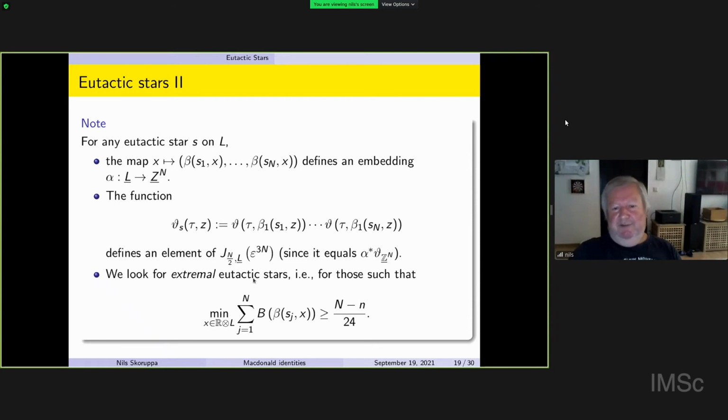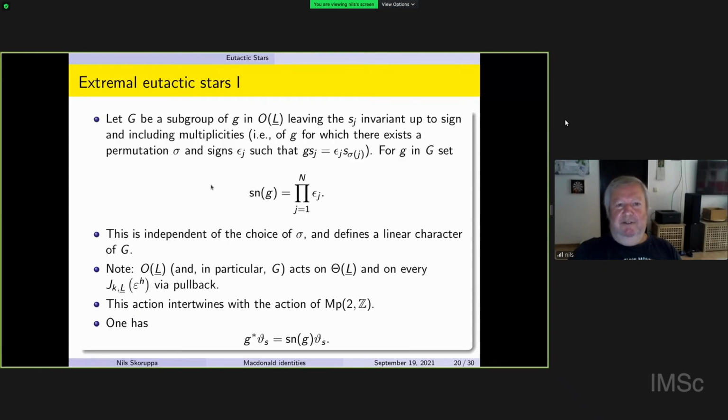Okay. So that is for the embeddings, but now we want extremal eutactic stars, so eutactic stars which satisfy this condition here. And again, as I said, that is very difficult to handle. This minimum, we don't know, if we have a lattice over a eutactic star, what the minimum is. So in general, we have no idea. So there's no formula giving us this. But there is a sufficient criterion that some eutactic star is extremal in this sense here. And that again looks a bit technical, but it's quite a nice criterion.